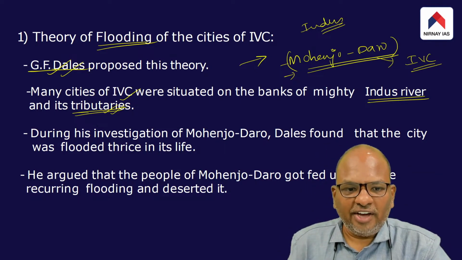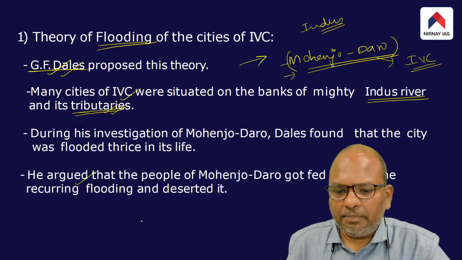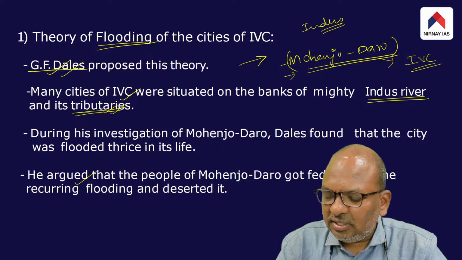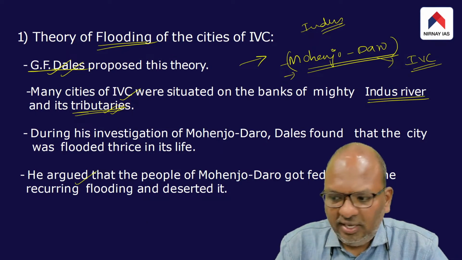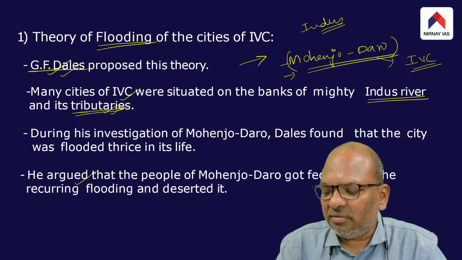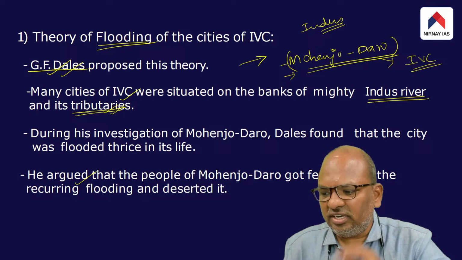So what was the argument of G.F. Dales? Basically, G.F. Dales argued that the people of Mohenjo-daro might have got fed up with the recurrent phenomena of flooding, and hence they deserted Mohenjo-daro and migrated to some other parts of the Indian subcontinent. That was the argument proposed by G.F. Dales.